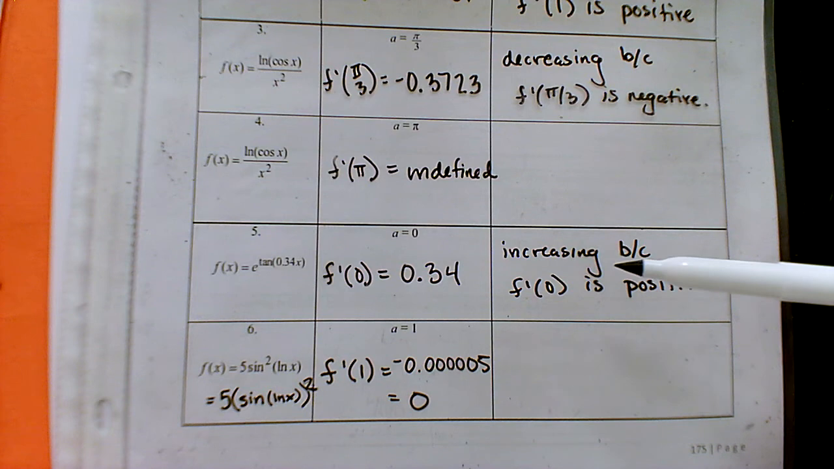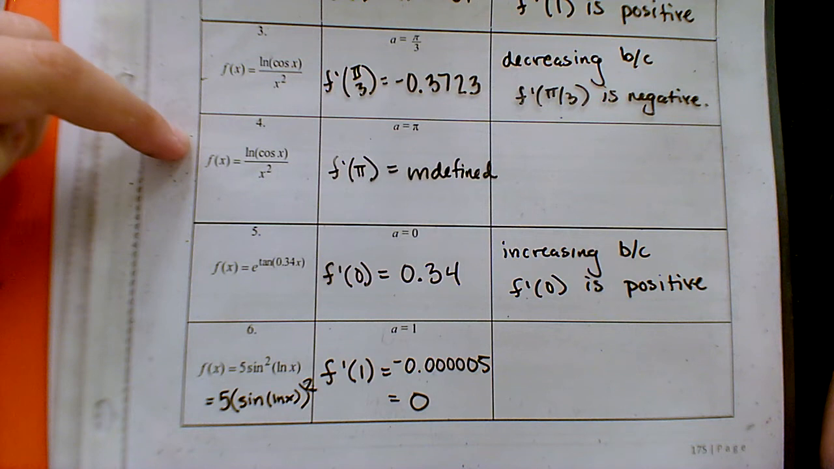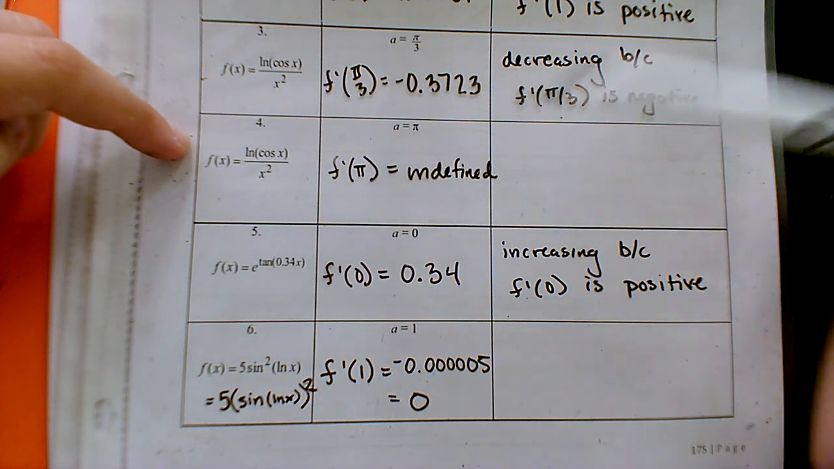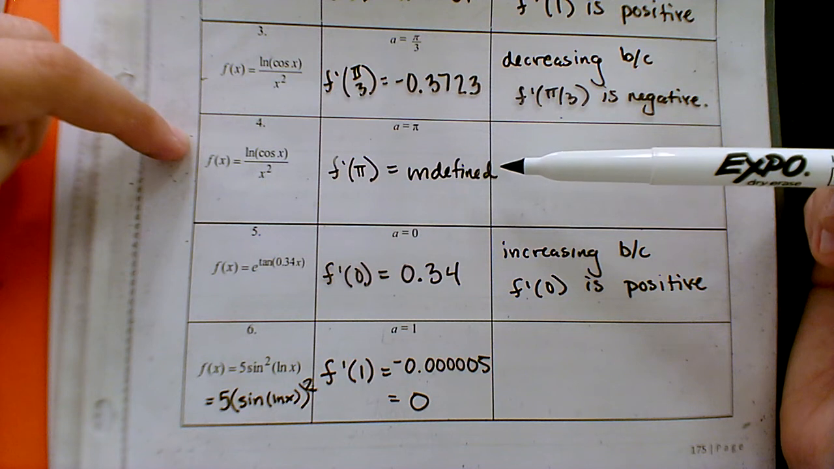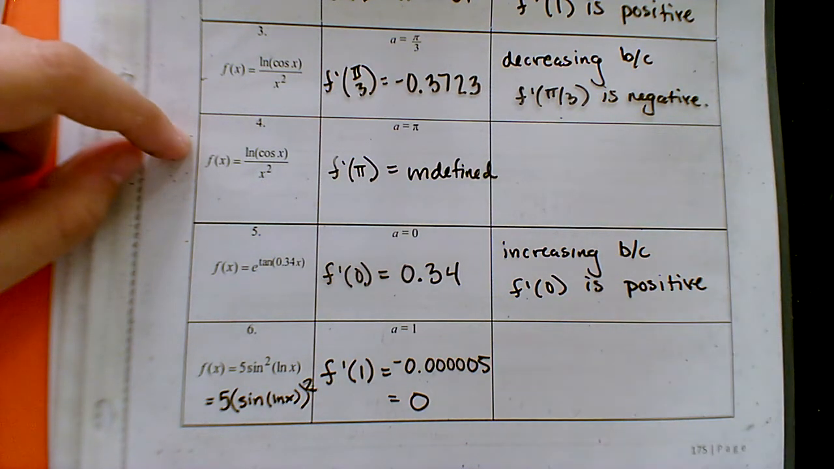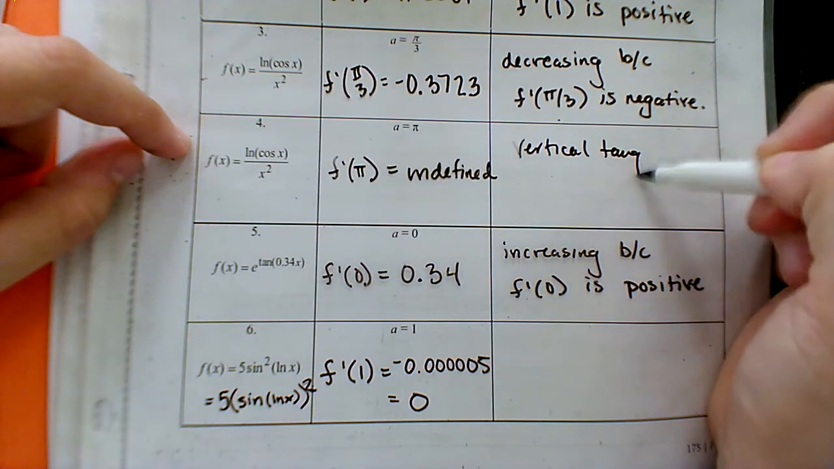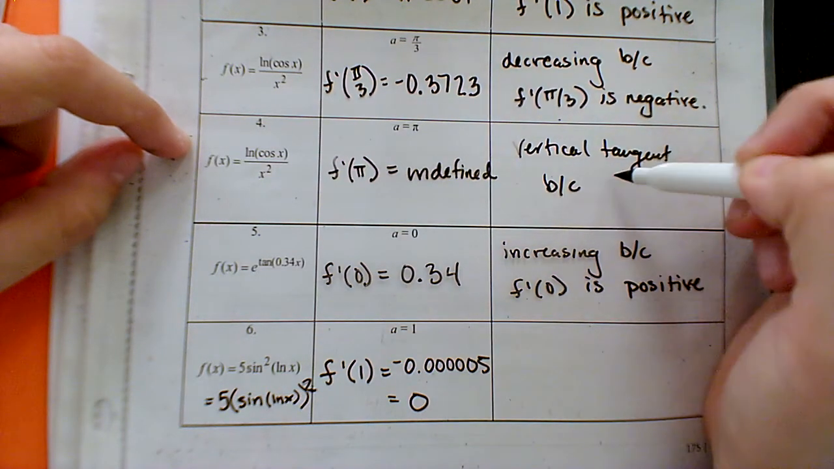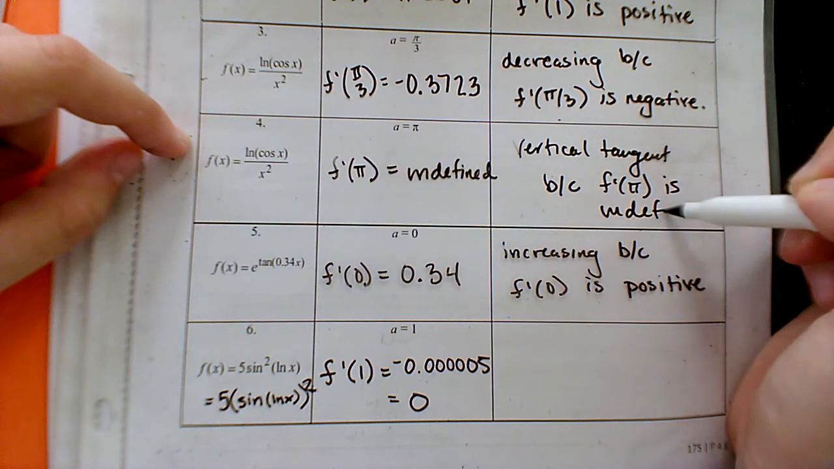Let's see, for 5, if you got 0.34, that's a positive value, so f of x would be increasing. What about for number 4? So this again is representing your slope, right? If you have an undefined slope, it's a vertical tangent, vertical line. So vertical tangent, because the derivative is undefined.